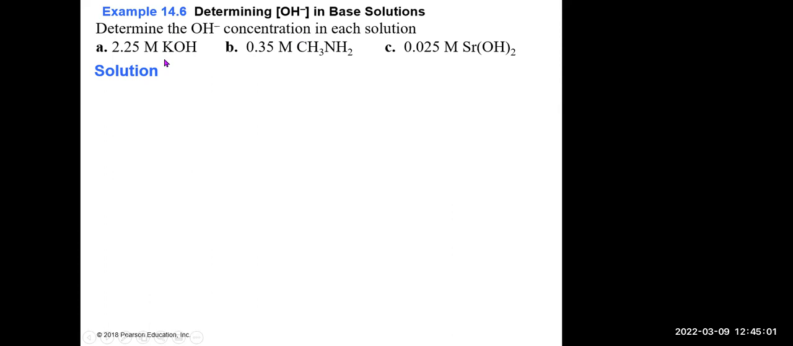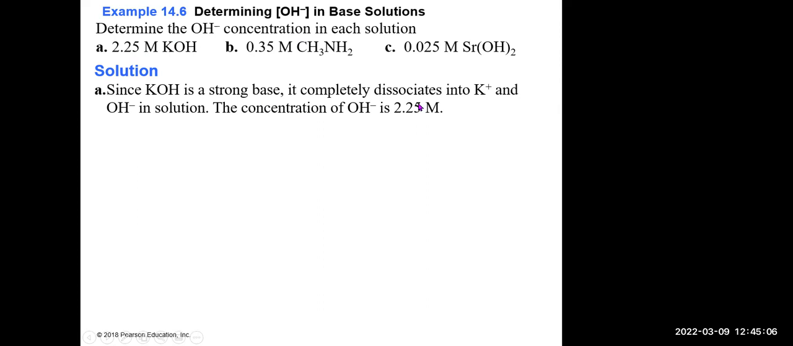We know KOH is a base, so for each one KOH, it will give you one OH negative. Therefore, we see the concentration of hydroxide is 2.25, which is the same as the concentration of KOH. Here you want to see the conceptual difference between the concentration of KOH and the concentration of hydroxide, even though the numbers are the same. So OH negative concentration equals 2.25, even though the 2.25 initially referred to the concentration of KOH.